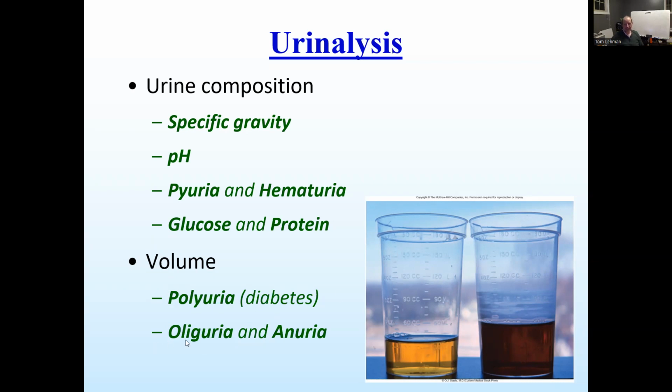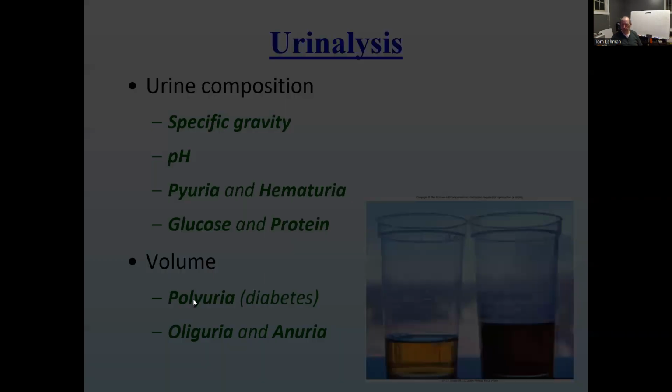Oliguria is a decreased production. This could be an example of dehydration. Anuria is no production. I don't care how healthy you are, everyone makes pee. If you're not making any pee, then that tells me there's some serious obstruction in the urinary system. It's blocking you from being able to release any of that urine into the toilet bowl. We want to monitor to see if any of these abnormal levels of volume are occurring.